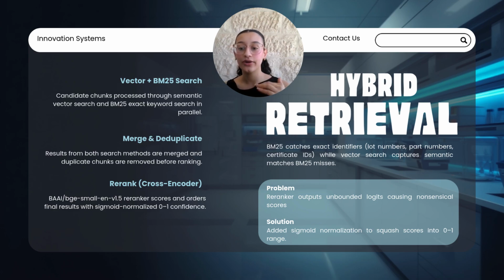I also added a re-ranking step using a cross-encoder, which re-scores those merged results for better precision. That introduced its own bug though. The re-ranker returned raw, unbounded scores, not a clean 0 to 1 range. Without fixing that, my UI was going to display nonsense numbers like 245% confidence. I fixed it with a sigmoid normalization so the score stays in the range the rest of the system expects.